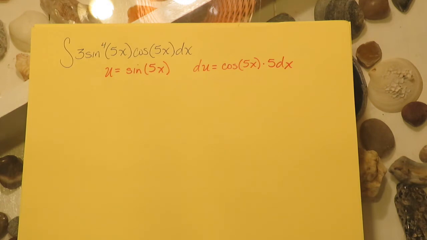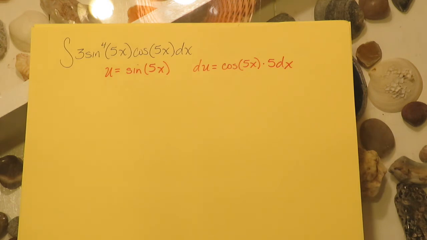So I'm going to let u be sine of 5x. It's the interior function because it's being raised to the 4th power. So the 4th power is the main function, and inside of it is sine of 5x. So the derivative of sine is cosine. So the derivative of sine of 5x is cosine of 5x times 5 due to the chain rule.